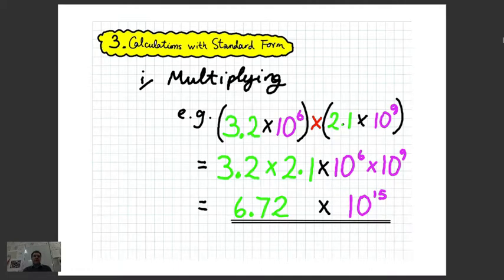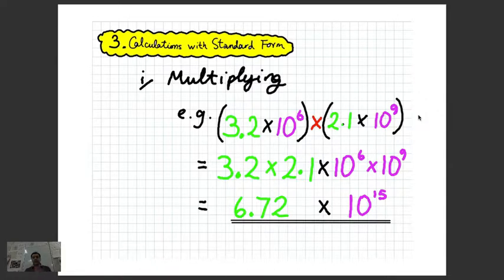Okay, MYP4 Unit 3, Chapter 3 is all about calculations with standard form numbers. So for example, multiplying 3.2 times 10 to the power of 6 multiplied by 2.1 times 10 to the power of 9. I put brackets there just to separate off the numbers, but in fact with multiplying, the order you do things in doesn't matter. So those brackets aren't really doing anything other than to separate two standard form numbers.